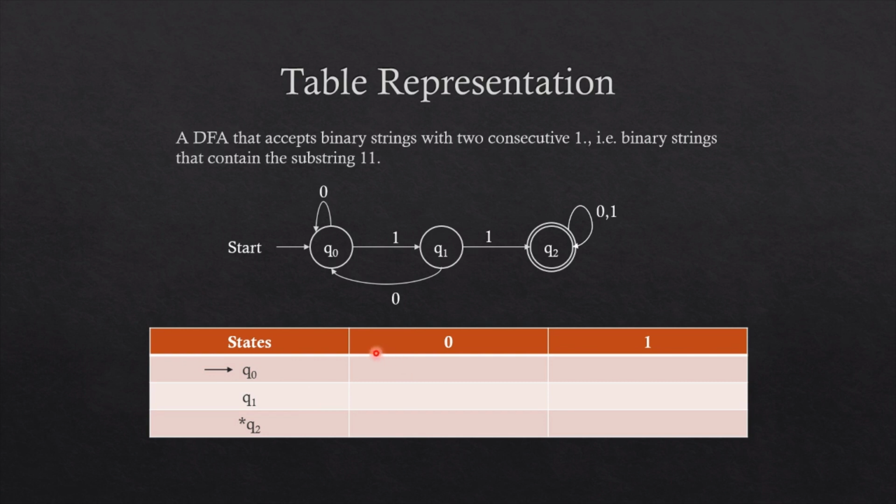When the automaton is in state Q0 and the next symbol is 0, it should stay in the state Q0. So in the cell that corresponds to the state Q0 and the input symbol 0, we write Q0. If the next symbol is 1, it should move to state Q1. So the cell corresponding to the state Q0 and the symbol 1 contains Q1. And we can similarly fill up the rest of the table.